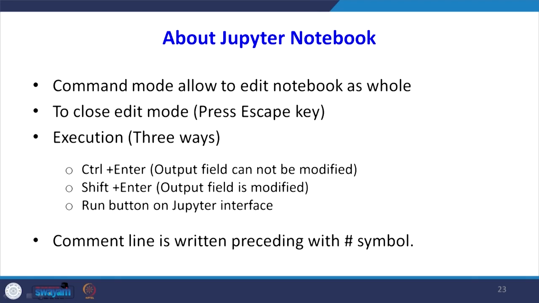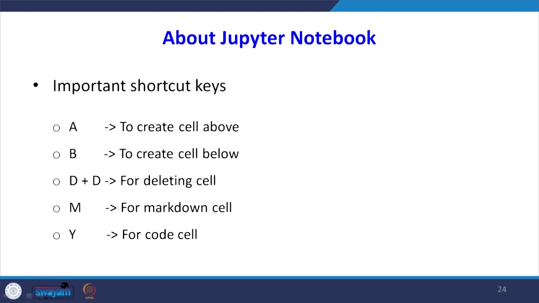A comment line is written preceded with the hashtag symbol. When you want to add some explanation to your program, you can use the hash symbol, so that it will not be executed, and is only for your understanding purpose.